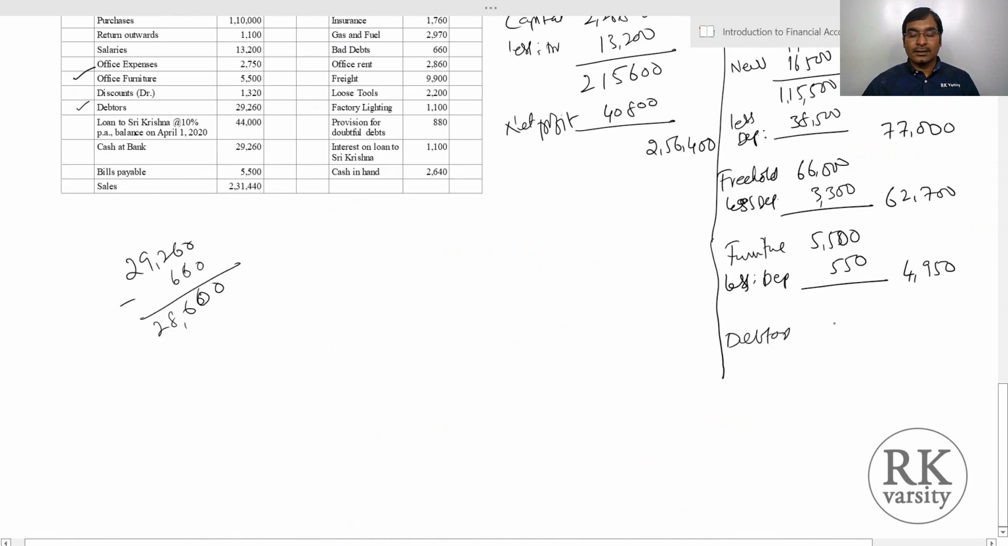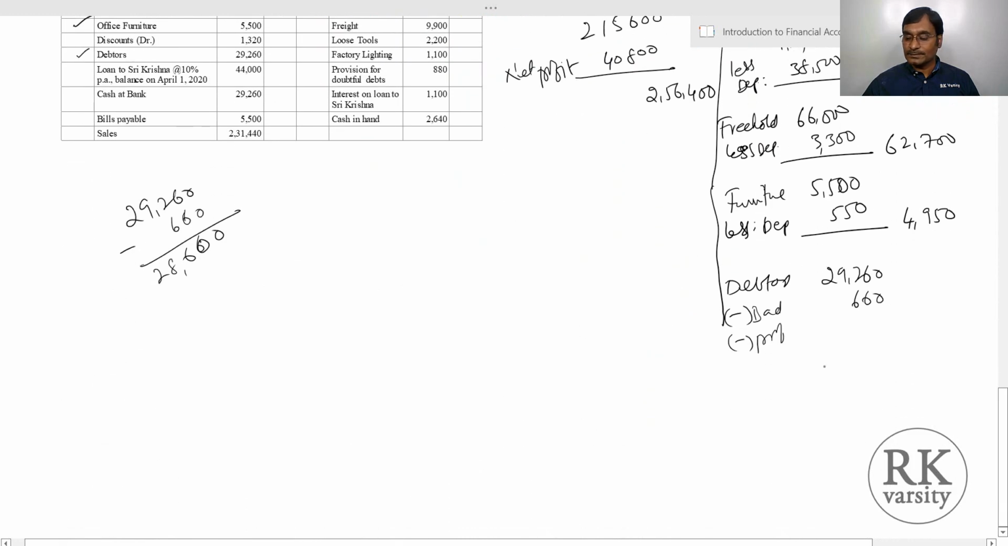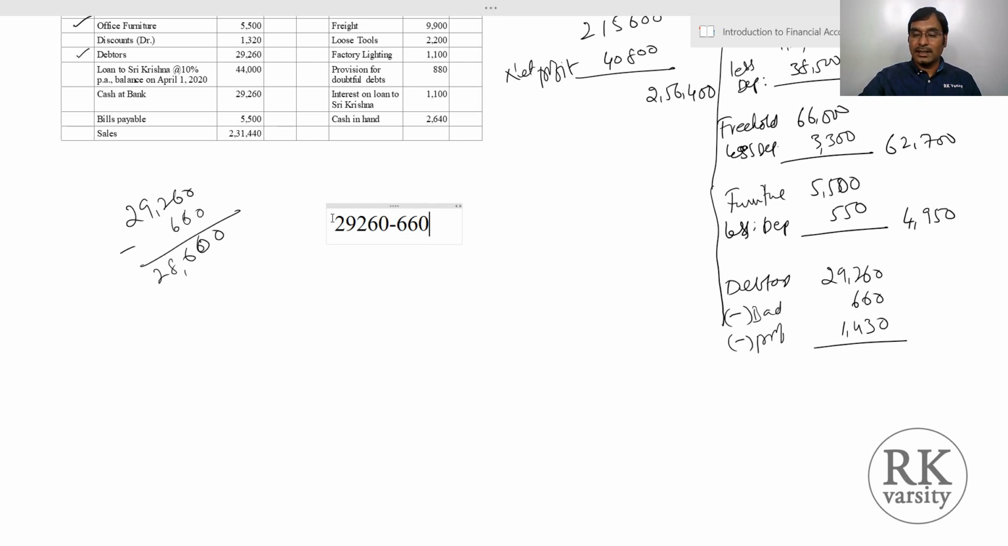Debtors 29,260 minus new bad debts 660 minus provision. How much provision did we calculate on this? 5%, that is 1,430. So this is going to be 29,260 minus 660 as new bad debts, minus new provision created of 1,430. So 27,170.